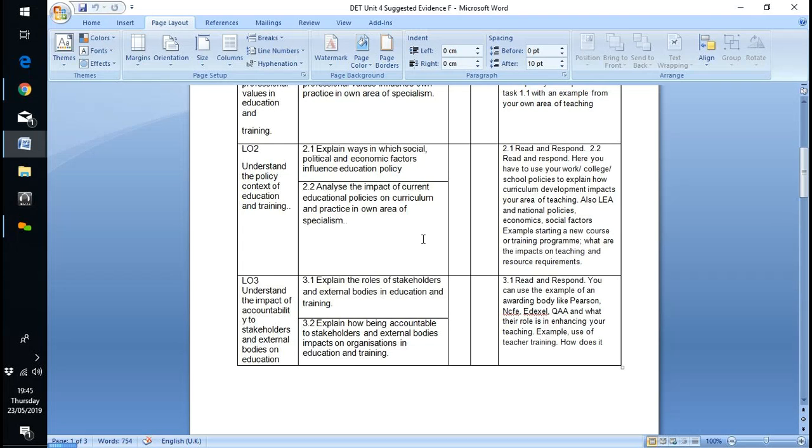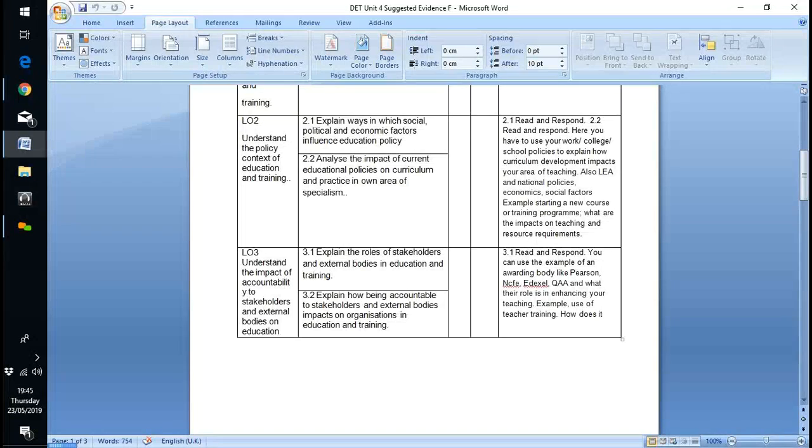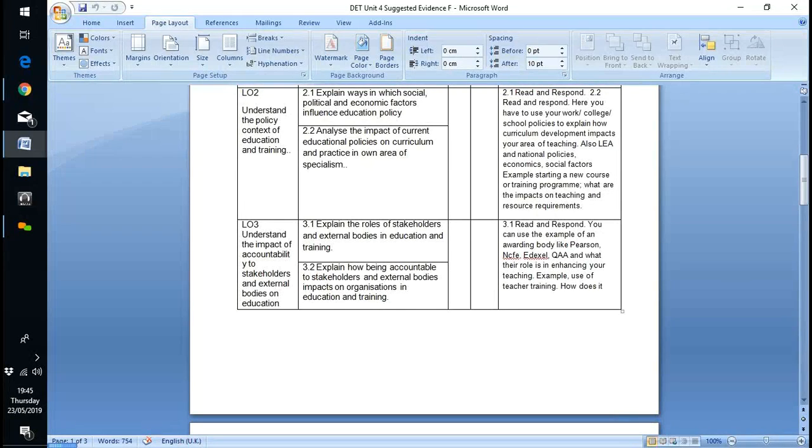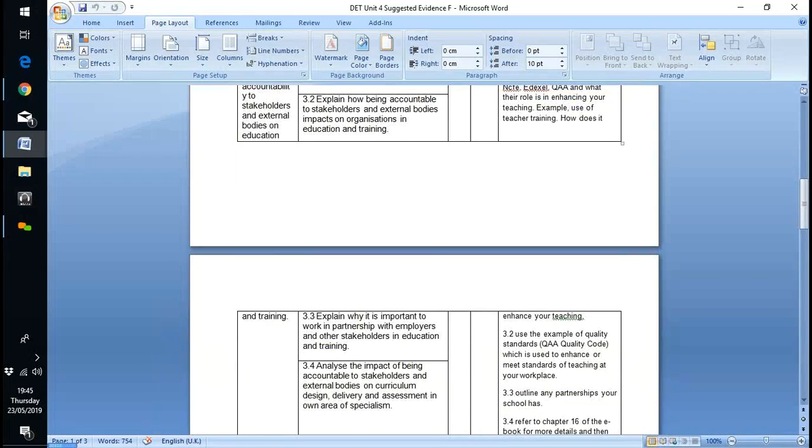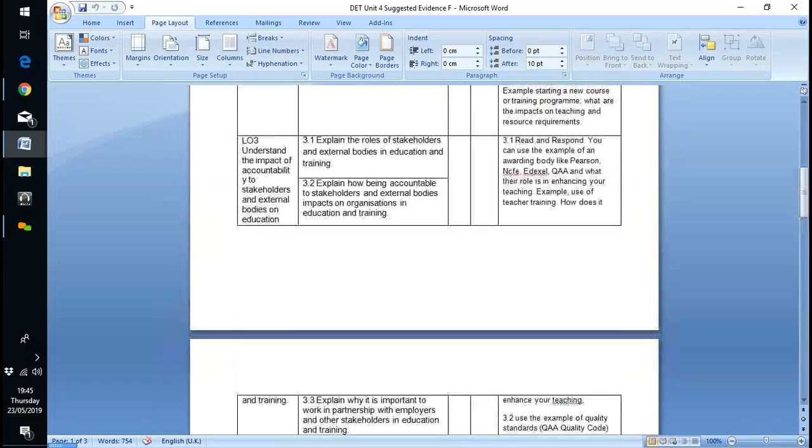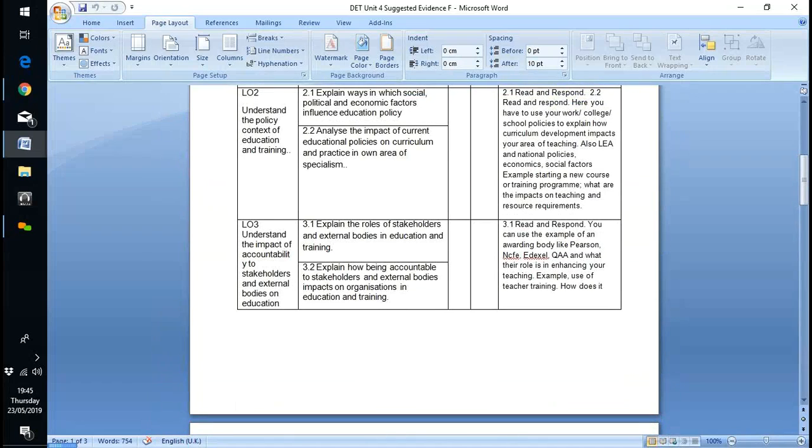I'll give you a simple example. Starting a new course or training program. What are the impacts on teaching and the resource requirements for it? And can you get hold of those because of any political issues or anything else? True. So I think it's 4 on 3.